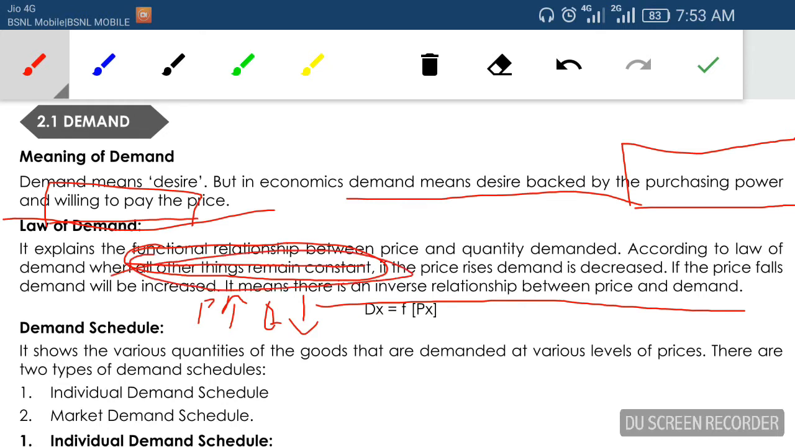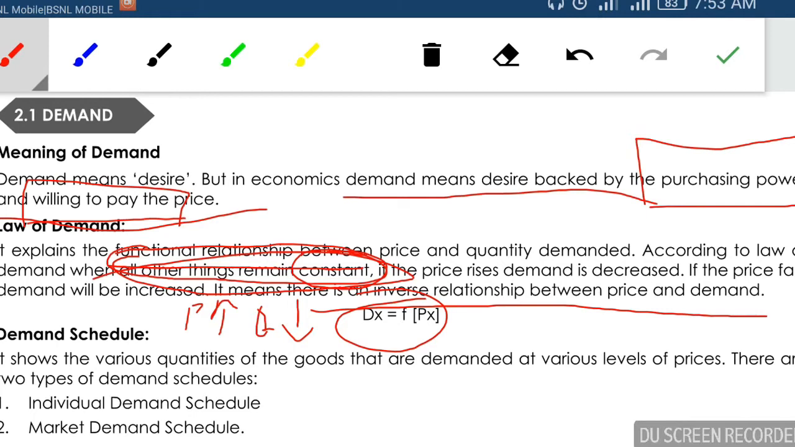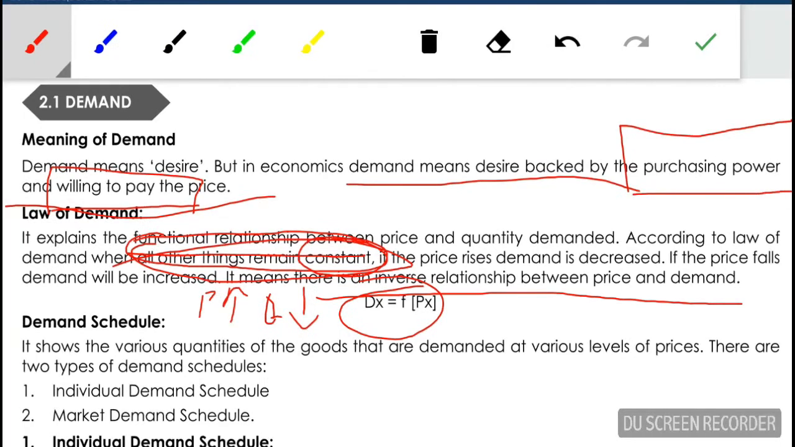So we should state that the other things are constant. All the other determinants should be constant, and at the same time the price should be moving. Then the quantity will move in the opposite direction. That is what the law of demand states, and it is expressed mathematically as Dx equals function of Px. That means demand for the product x, where x is the product, is equal to a function of the price of x. Demand for x depends on the movement of the price of x. When the price of x moves, the demand will move. That is what the law of demand states.